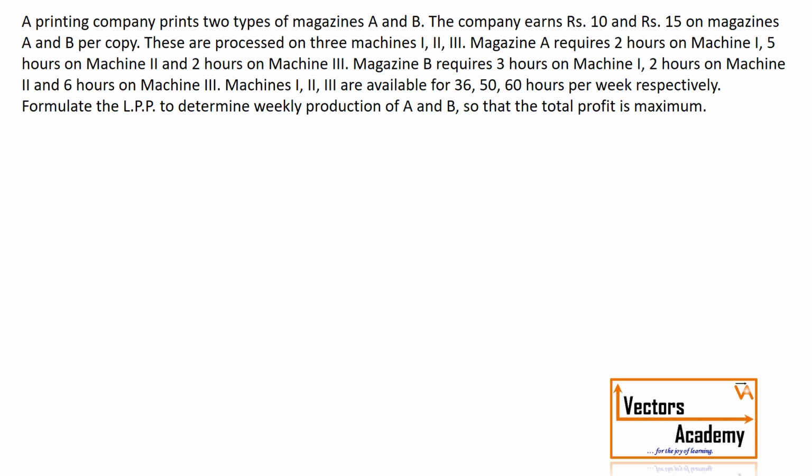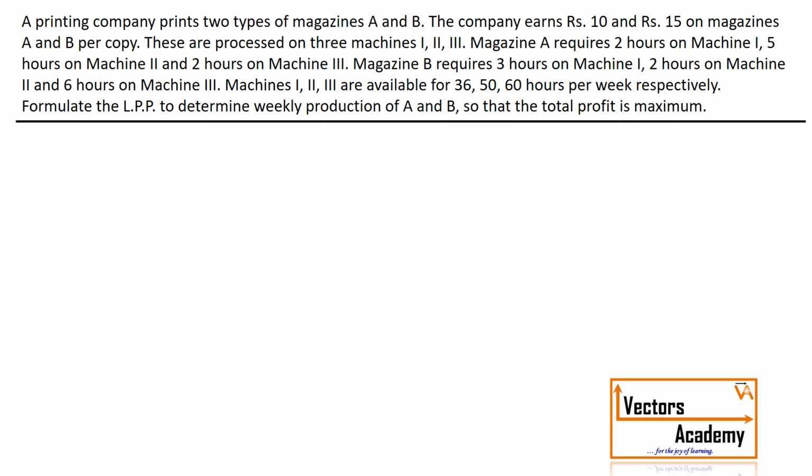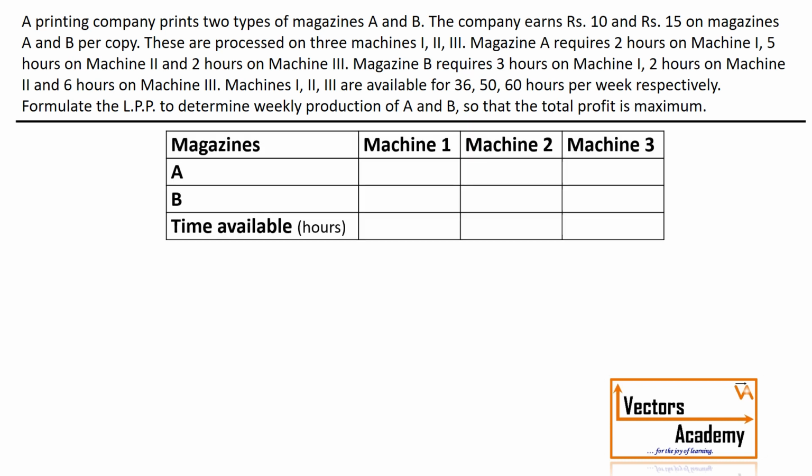So let us now prepare a table for this question. Now there are two magazines A and B, and there are 3 machines 1, 2 and 3. Now by reading the question we will fill out the table. Magazine A requires 2 hours on machine 1, 5 hours on machine 2 and 2 hours on machine 3, right? So in front of magazine A I have written 2, 5 and 2, the time required for each machine.